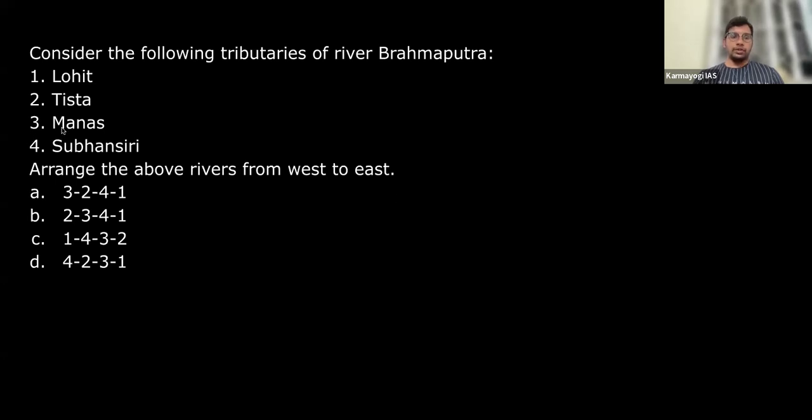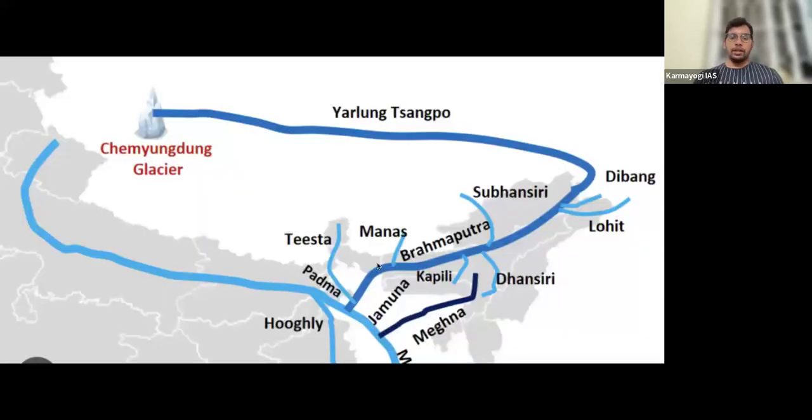Sorry, Lohit is the easternmost. Fine. So Lohit is one of the easternmost rivers. Then comes the Subansiri. Tista is one of the westernmost rivers. Then comes the Manas. So you can look here. Yeah, this is Tista river, westernmost, and then Manas, right? And then Subansiri, and then we have Lohit.